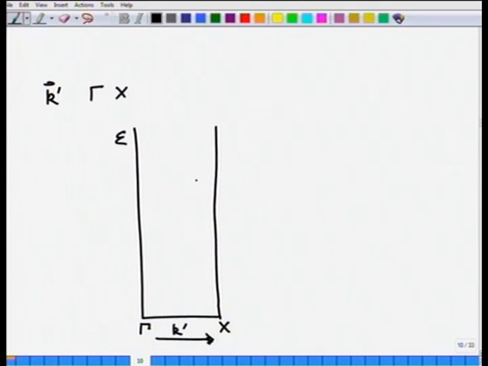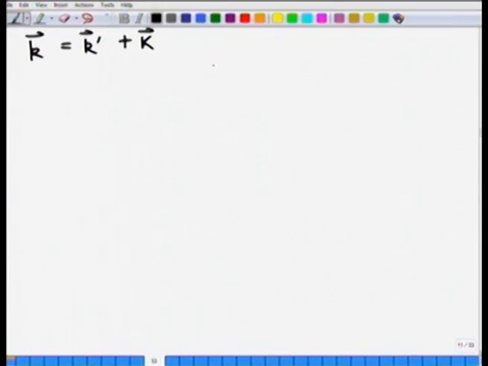So if I take this, then I can plot these energies for this k prime. I can take any k prime. Let us say this is k prime right here, which is equal to, let's say, half the distance between gamma and X. So let's plot that out. Now how would we plot this? Once I know k prime, I can always find a k which is k prime plus the capital K vector. Now what is the capital K vector in this case?